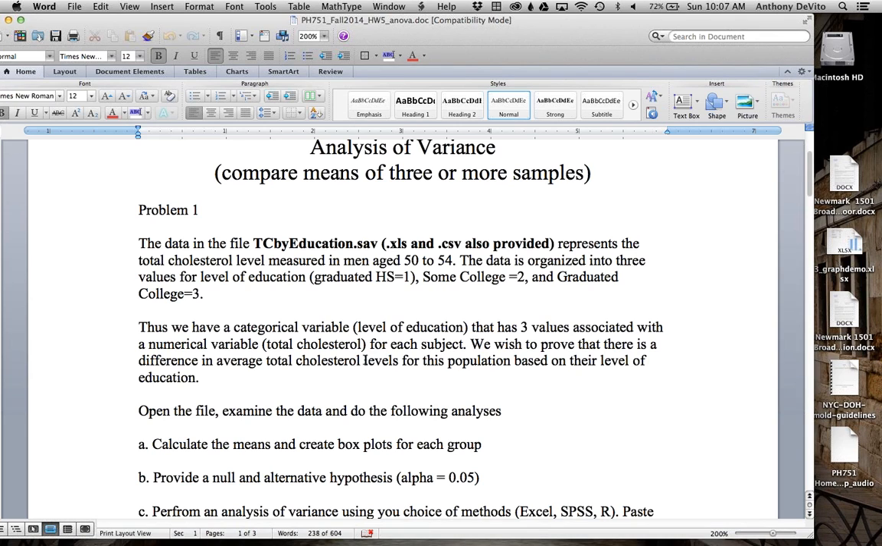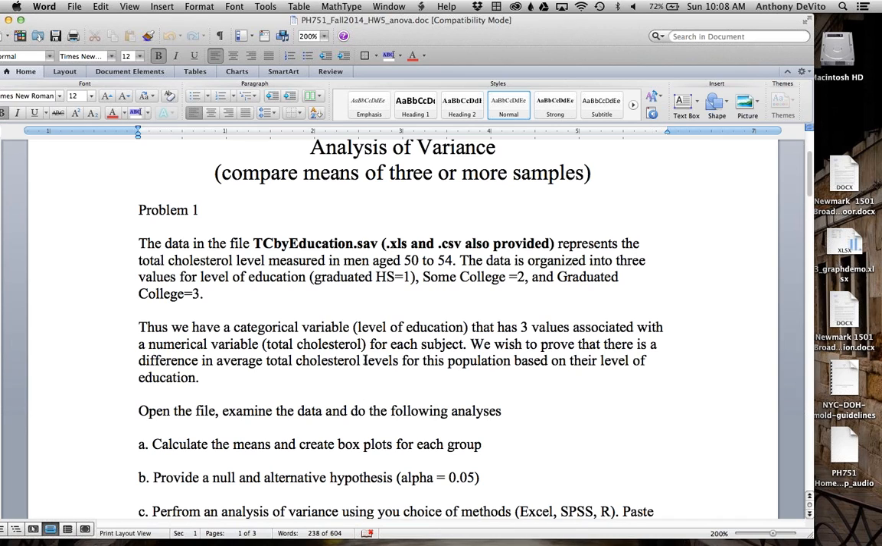In the case of analysis of variance, we're using that where we have a numerical variable and a categorical variable, and the categorical variable has more than one value. I'll give you an example. It's kind of analogous to the t-test, but it's a bit different in that we have more than two values in the categorical variable.